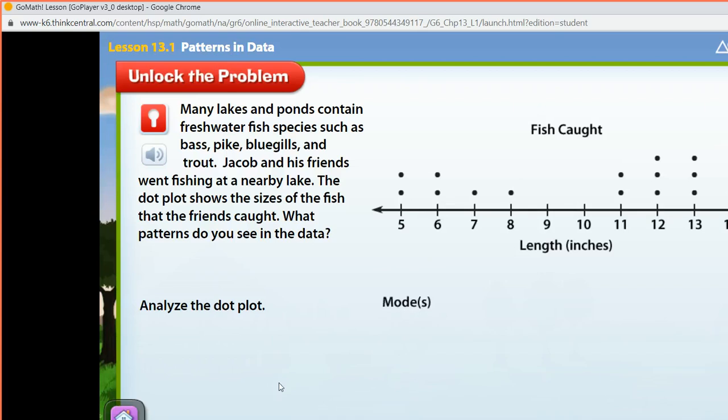How does a dot plot show the mode or modes of data? If the data have one or more modes, they're represented by the highest column or columns in the dot plot. Do the data have any modes? The modes of the data are 12 and 13, because they have the highest columns and are the same height. This means that the group caught more 12 and 13 inch fish than any other size.